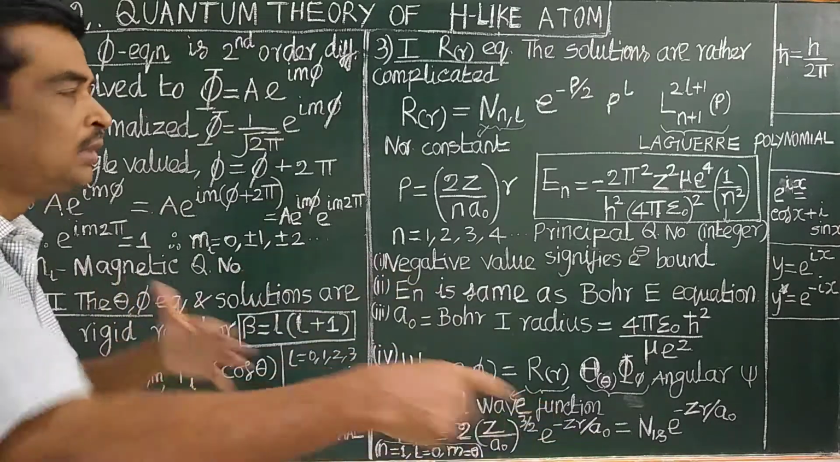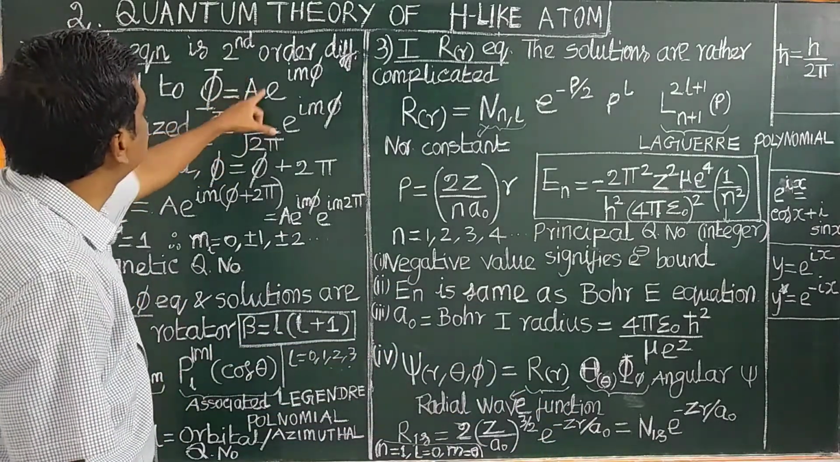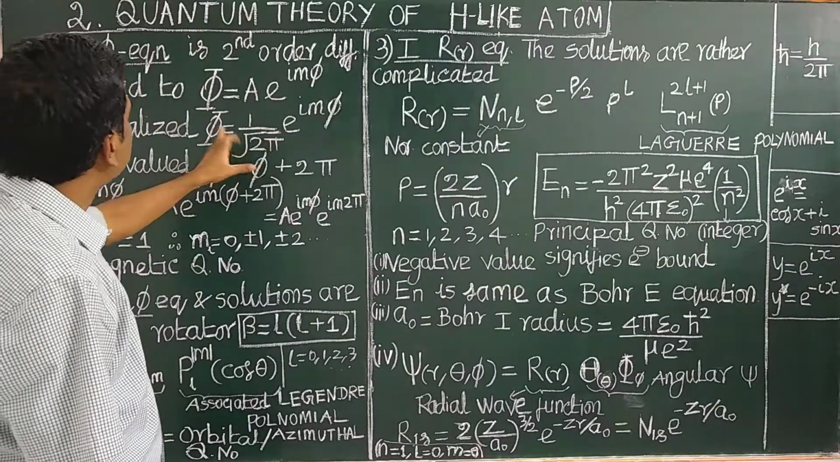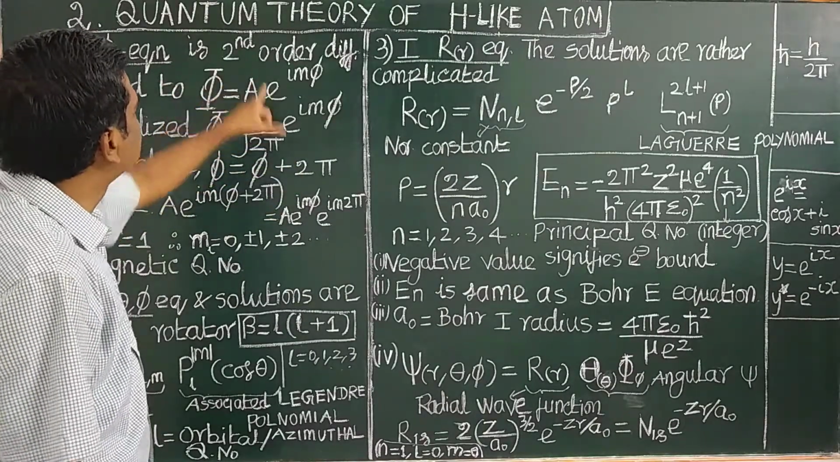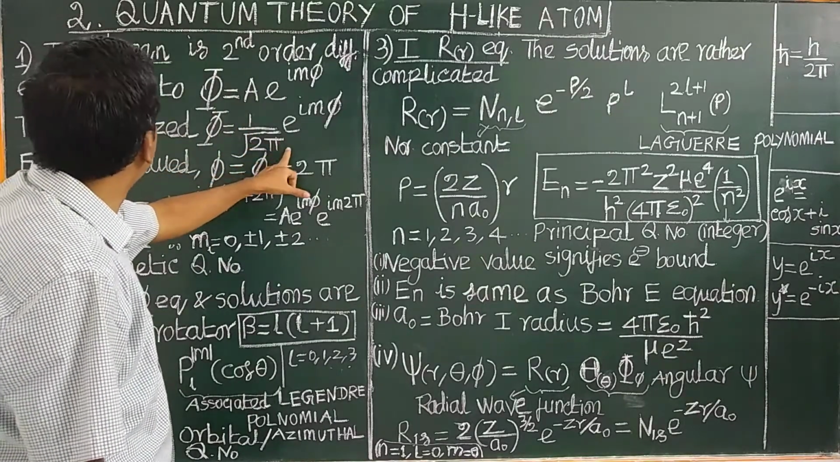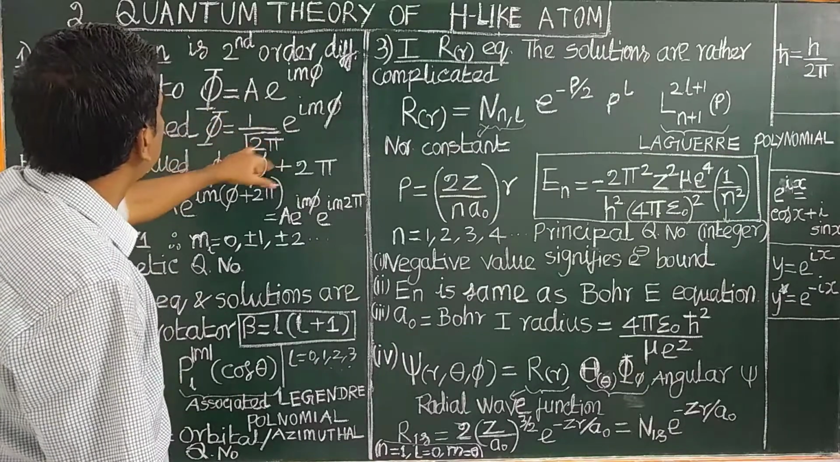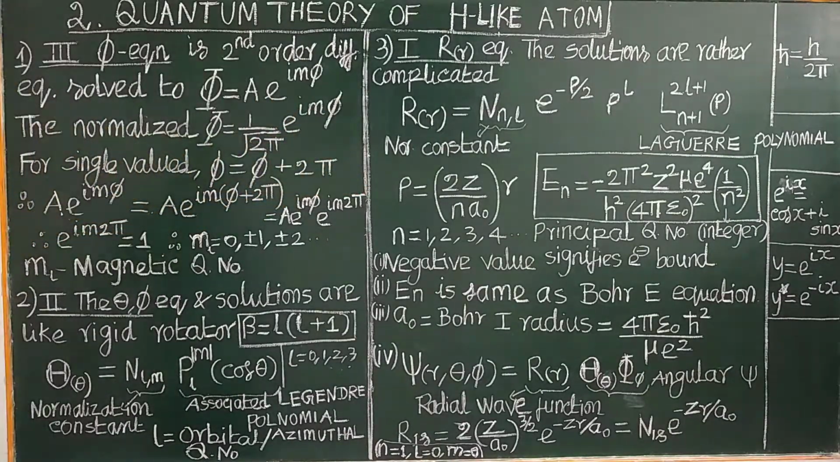I showed this in the last few slides. The normalized wave function is where A is a proportionality constant or integration constant. By using the normalization condition, the value of A is obtained. A equal to 1 by square root of 2 pi. This is called the normalization constant, and this is called the normalized wave function.